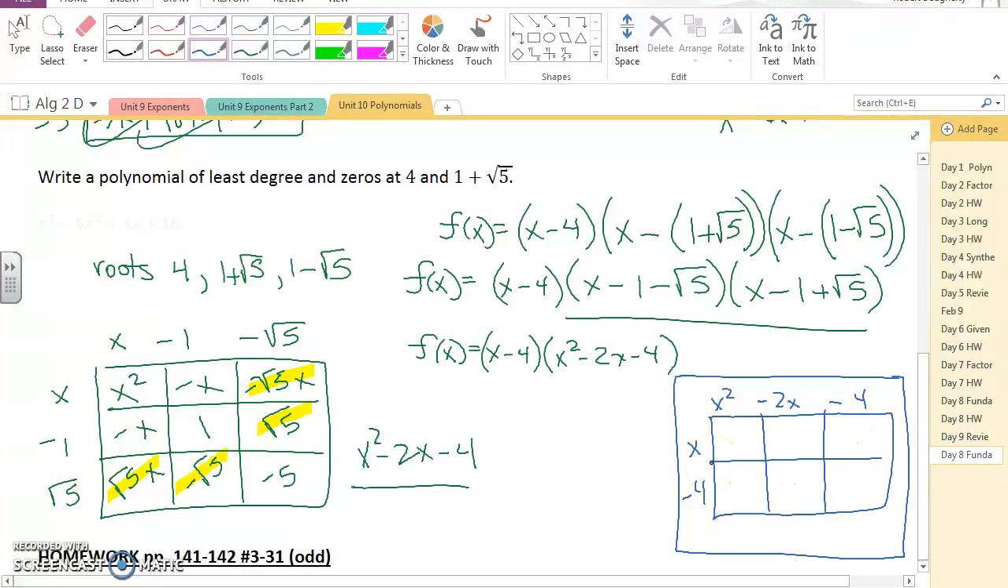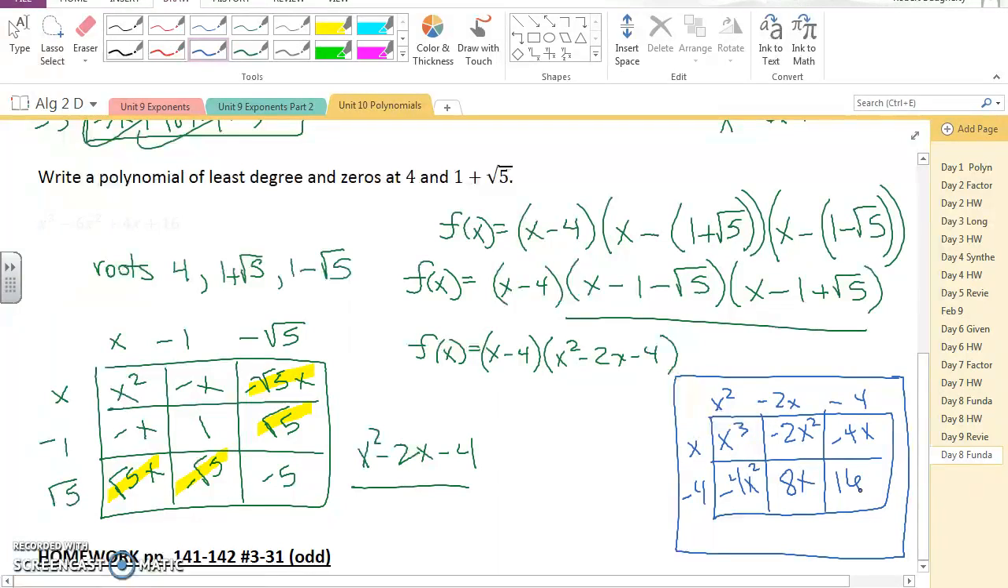So x times x squared, that's x cubed. X times negative 2x is negative 2x squared. X times negative 4 is negative 4x. Negative 4 times x squared is negative 4x squared. Negative 4 times negative 2x is 8x. And negative 4 times negative 4 is 16.